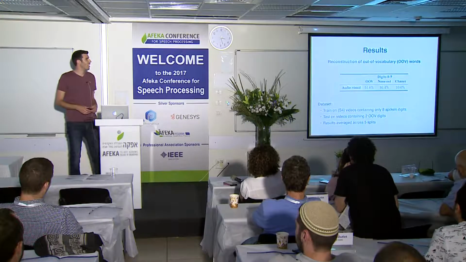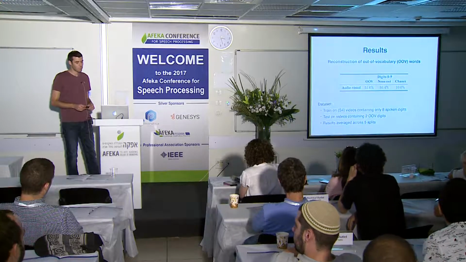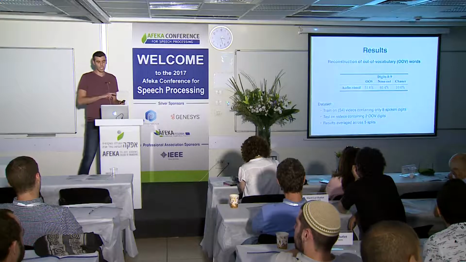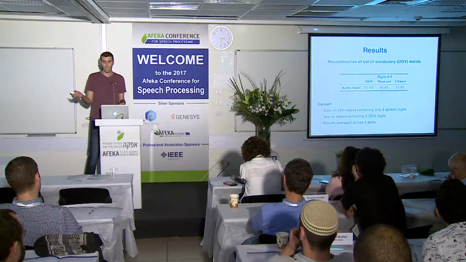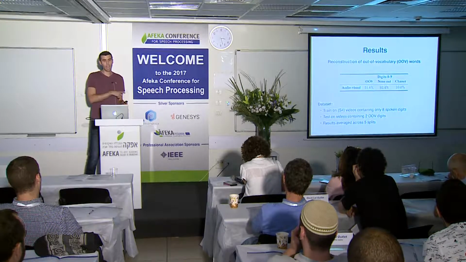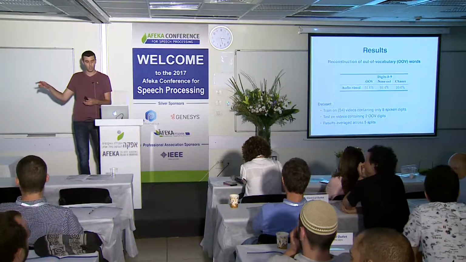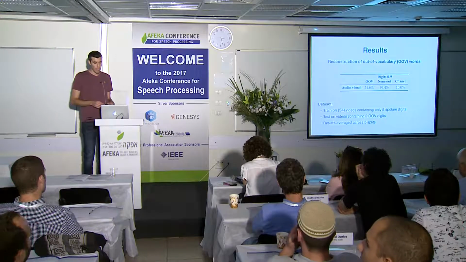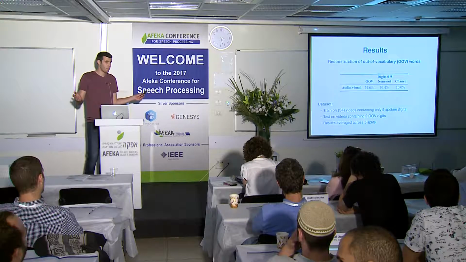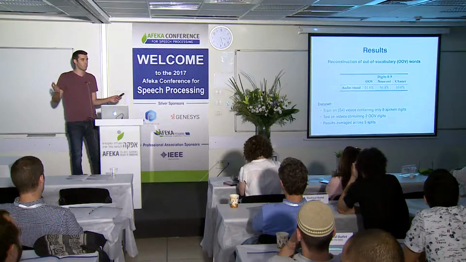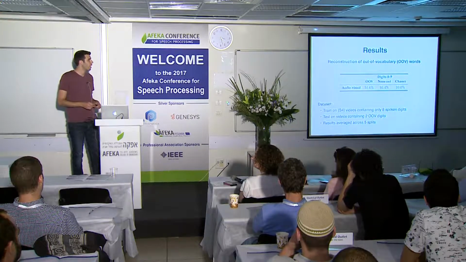So here are the results for the added vocabulary test. Like I said, we leave 2 digits out every time, and then we average the results across the 5 splits. And chance would be 10%, right? What's the 5th word that the person is saying? You have a 10% chance of getting it right.